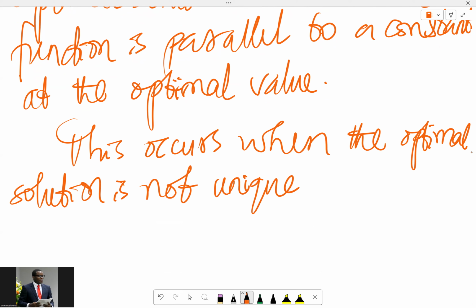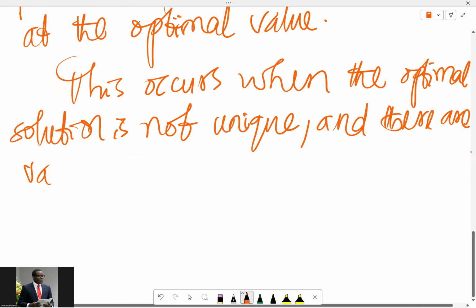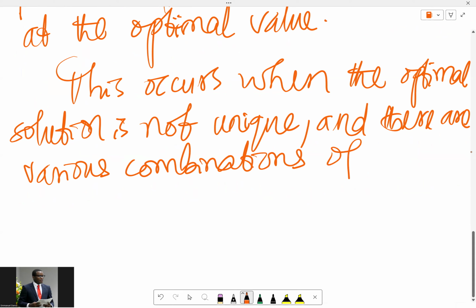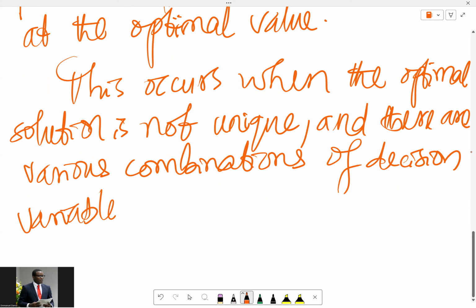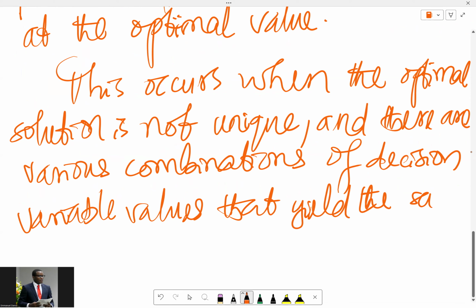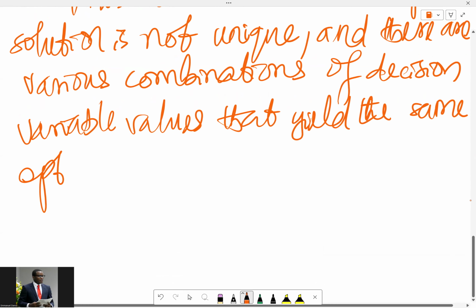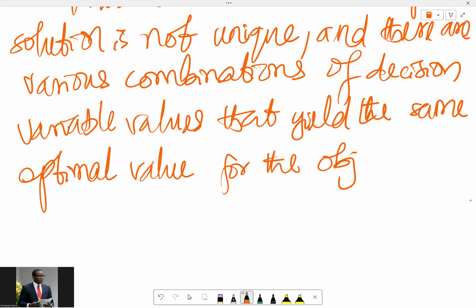So the optimal solution is not unique, and there are various combinations of decision variable values that yield the same optimal value for the objective function. Okay, so we have that.